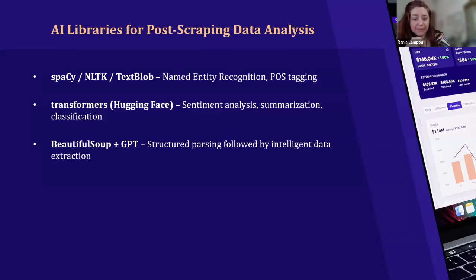Once data is scraped, we use AI libraries to process it. spaCy, here we can see named entity recognition. TextBlob, transformers, which help with sentiment analysis, with summarization, with classification. Beautiful Soup plus GPT, which helps with structural parsing, followed by intelligent data extraction.